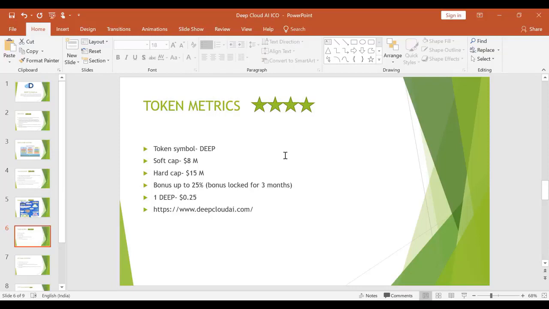So for a project like DeepCloud, I think this hard cap is very low and reasonable, and for investors like us, it presents, I think, good ROI. They will also have a bonus, so people who invest in the pre-sale get a bonus of 10%, 15%, and the maximum goes up to 25%, and this bonus is locked for 3 months. One Deep token costs 25 cents, and here is the DeepCloud website.